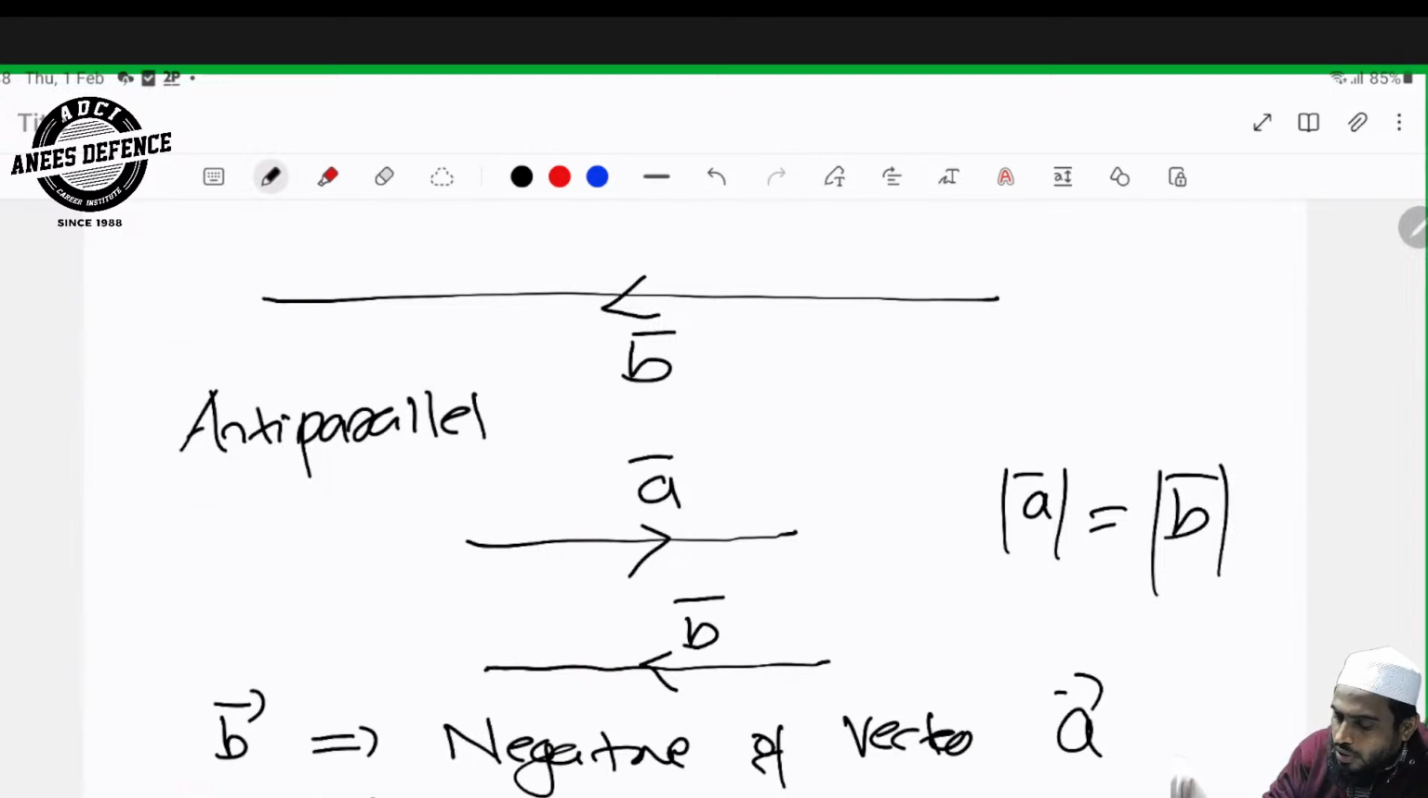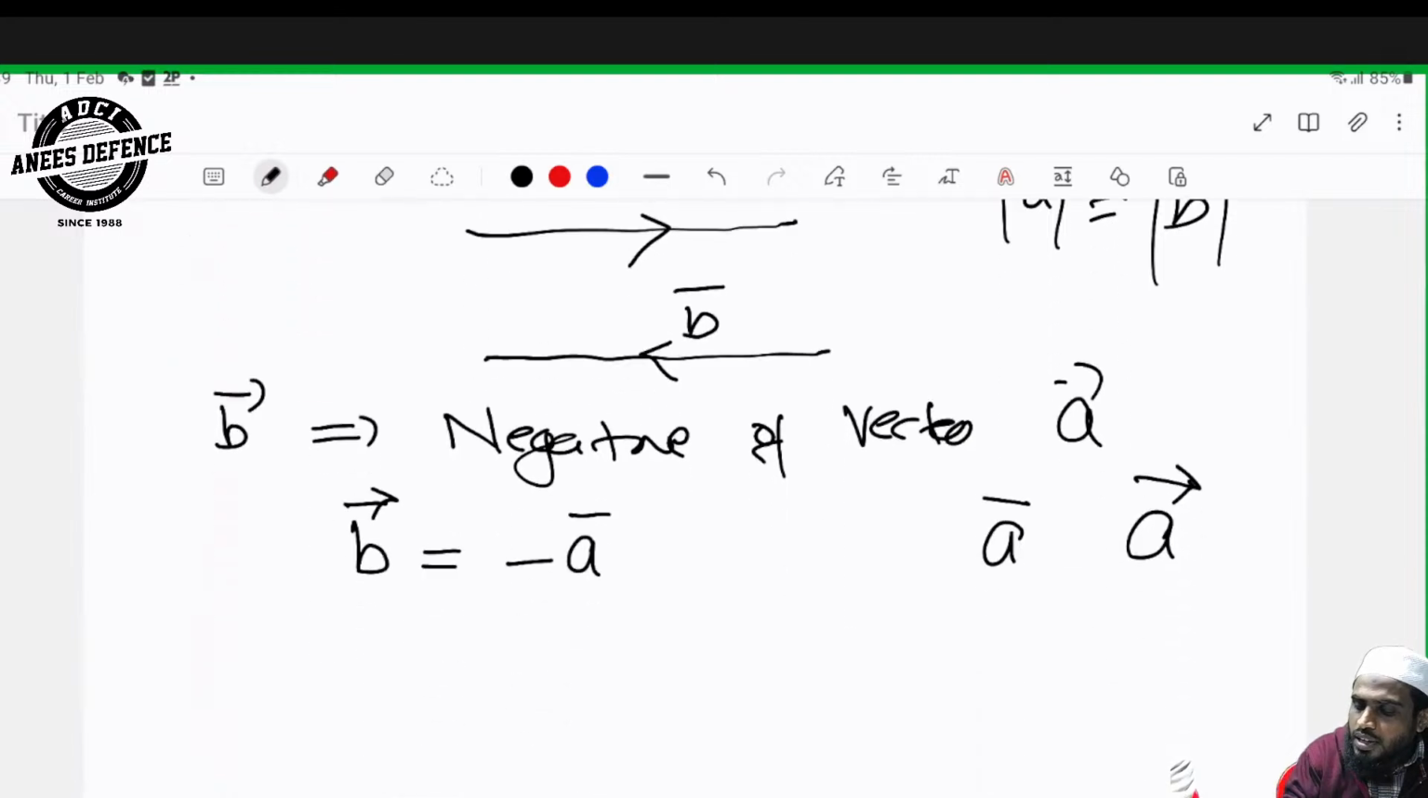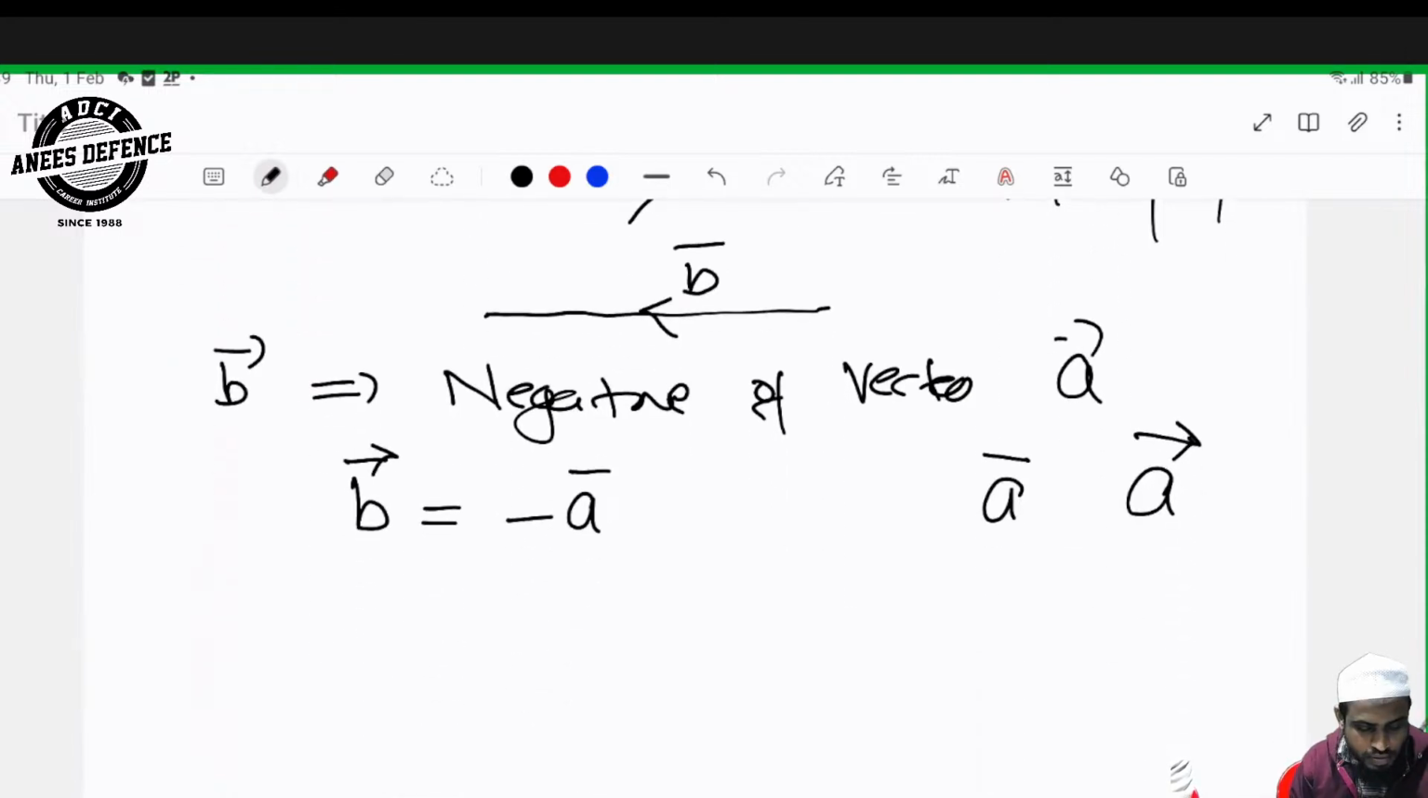So we can represent B equal to minus A. In vector notation, you can represent it simply with a bar symbol, or like this also. That bar differentiates between a scalar quantity and a vector quantity. So the magnitude is the same, but the direction is opposite. Hence the name negative vector.